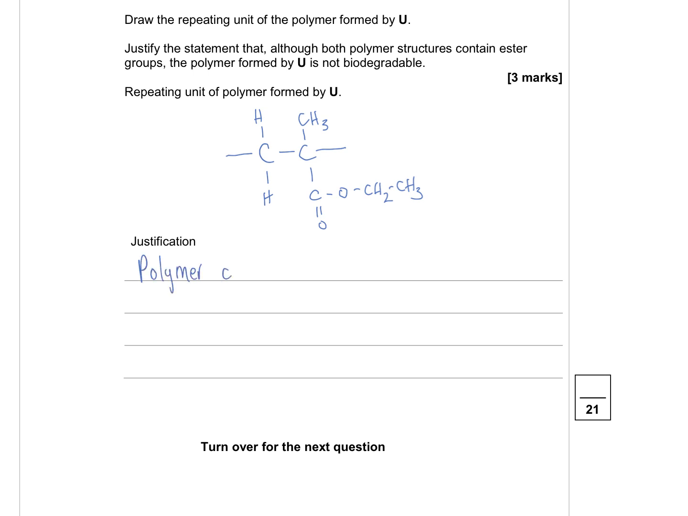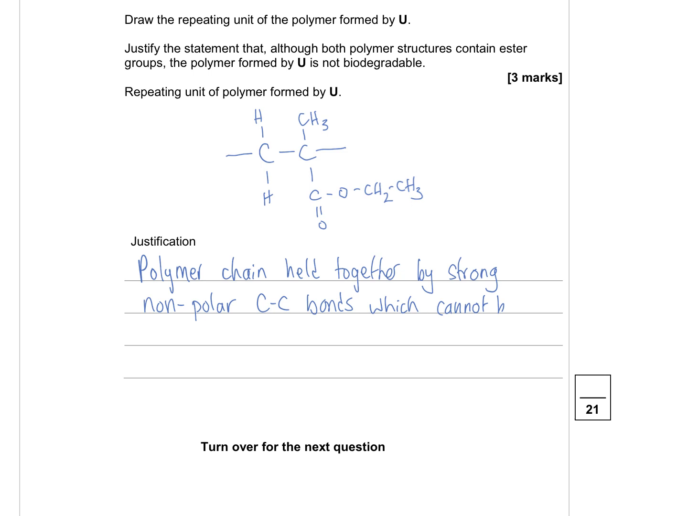Okay, and it says justify why this would be not biodegradable despite having an ester structure in it. Because this polymer chain is held together by strong covalent bonds between the C-Cs, they're non-polar, there's no point of attack, and therefore the polymer chain cannot be attacked by hydrolysis or by nucleophile attack or anything. Whereas the ester links can be hydrolysed, but that wouldn't actually affect the integrity of the polymer chain.